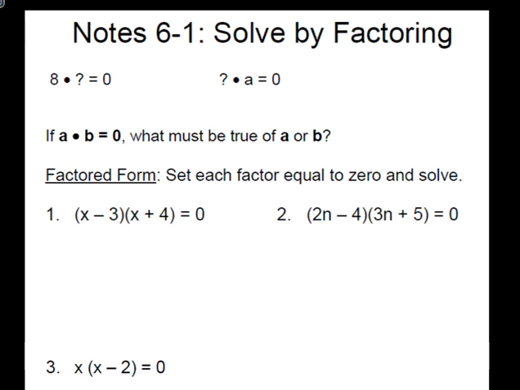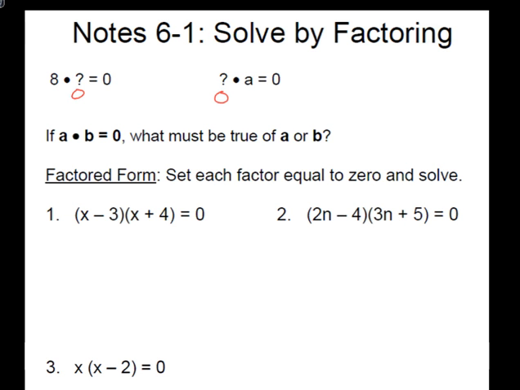Today we're looking at solving quadratic equations by factoring. We're going to be using basically the zero property of multiplication. In our examples up here, it says that I have 8 times what number is equal to 0? Well, the only thing I can multiply 8 by to equal 0 would be 0. And it doesn't matter if it's a number or a variable. If I have some number times a is equal to 0, that means I have to multiply it by 0 as well.